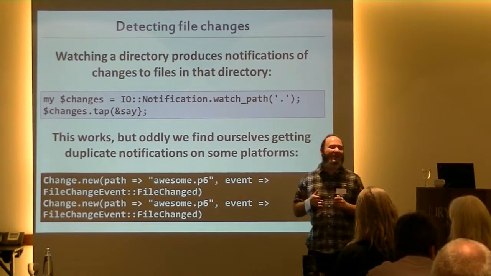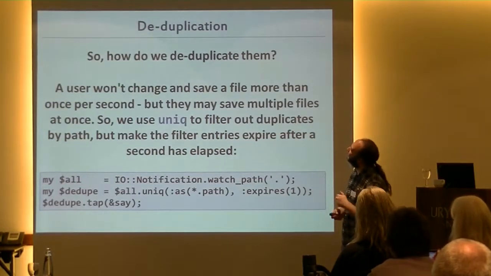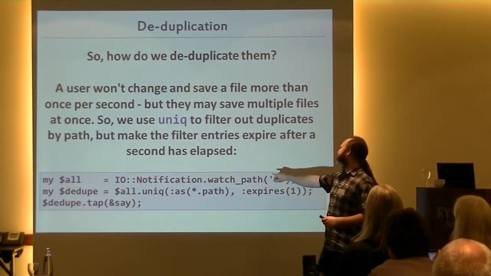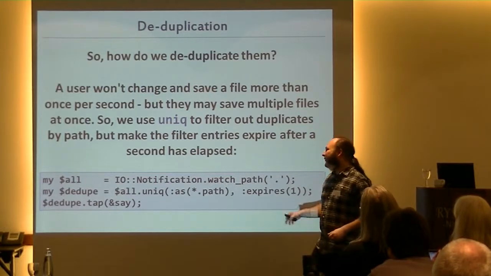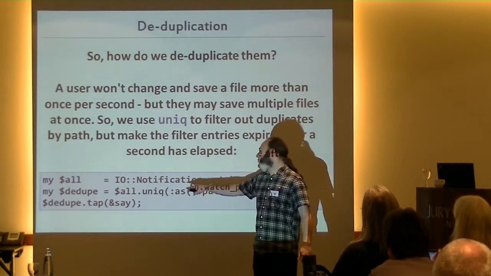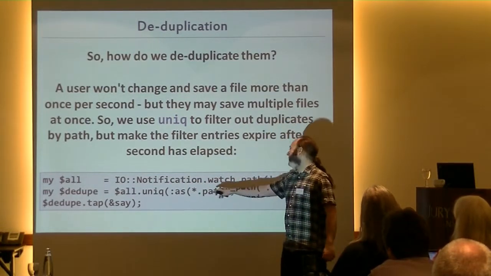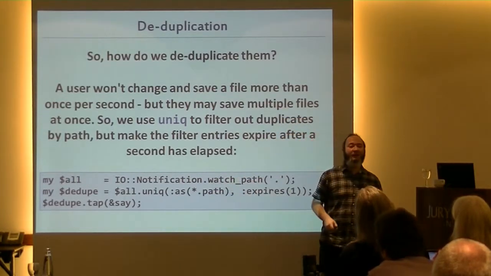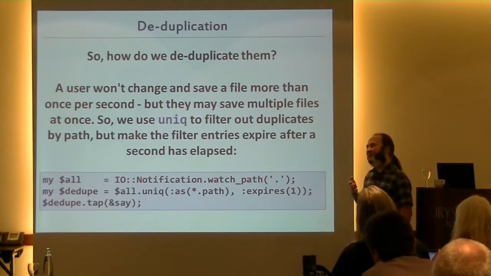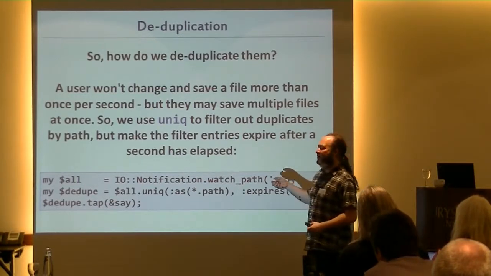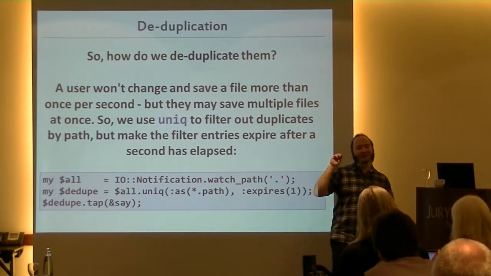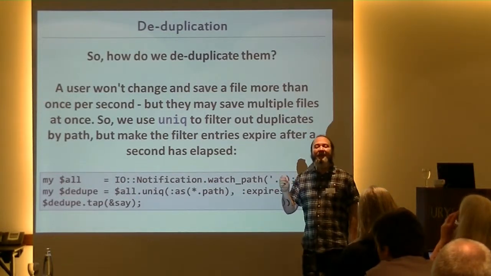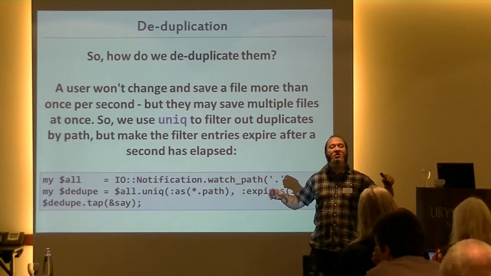Okay, that sounds like a slightly annoying problem. Well, let's have a look at how we can do it. We'll watch the path dot, and to get rid of the dupes, I'll use unique, and I can unique it by the path of the file. But of course, this is not quite enough, because if I save the file and then a minute later I save it again, those definitely are two separate changes.